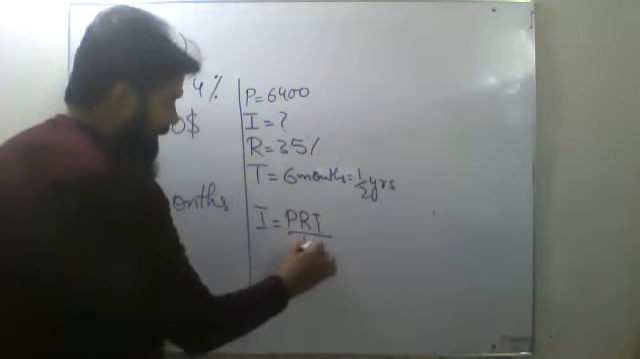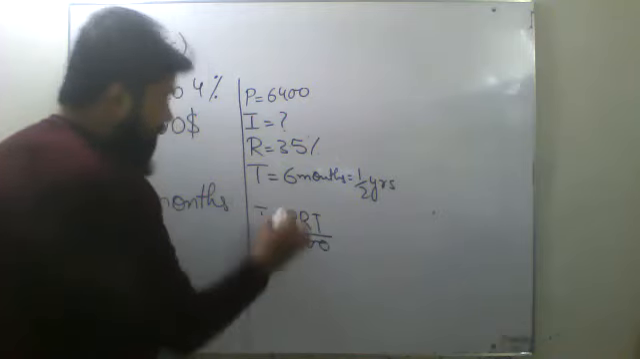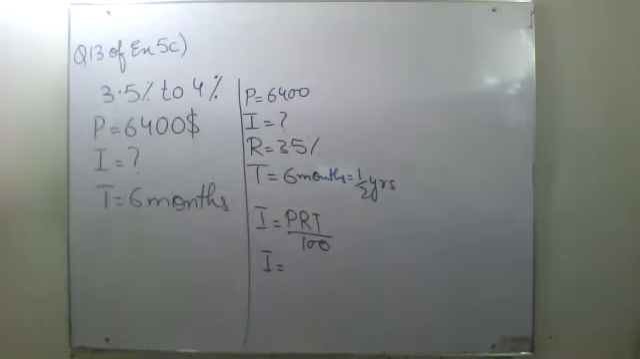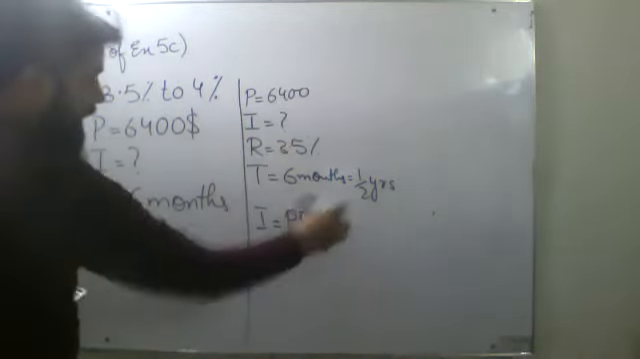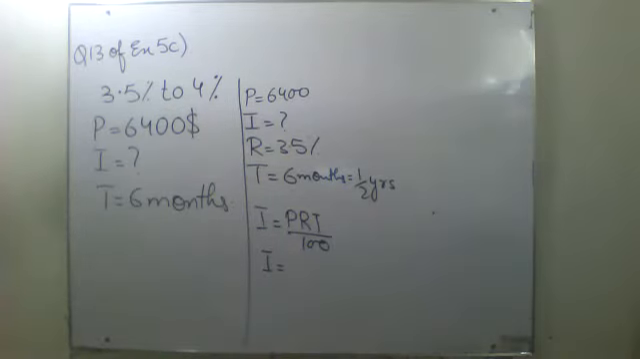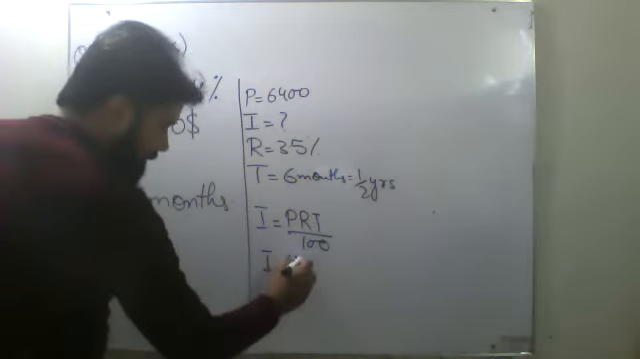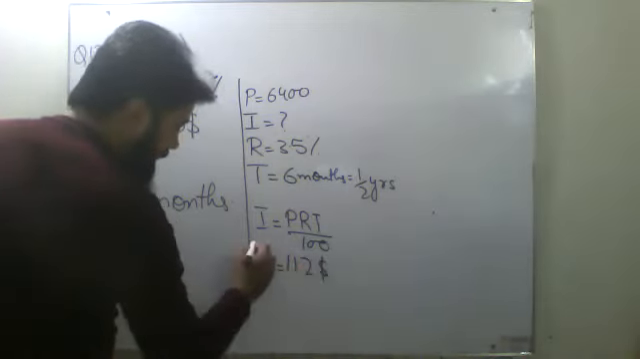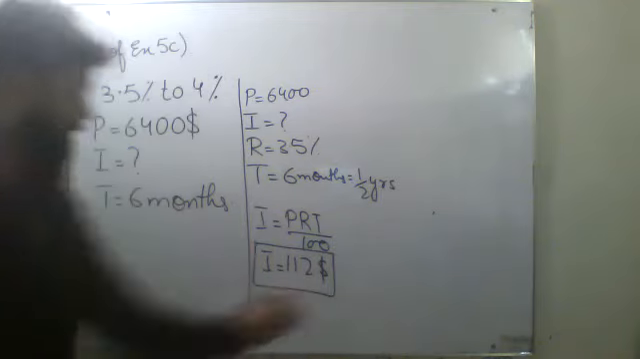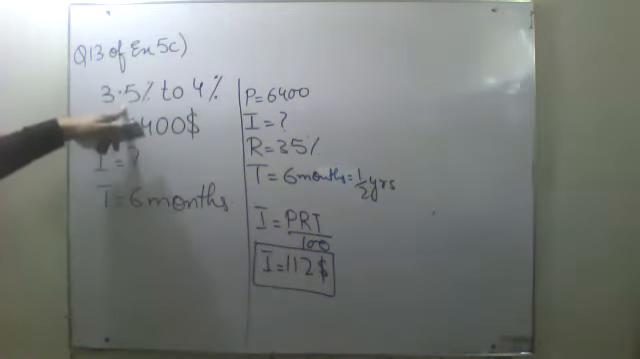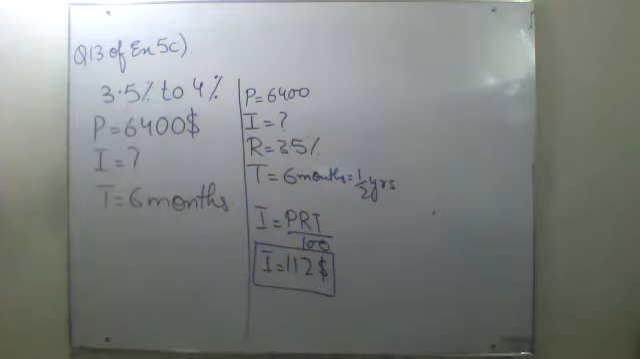PRT over 100. I equals to, P value is 6,400. Okay. P is 64. This is 3.5 and this is 0.5. When I simplify, the interest is coming 112. Okay. I have got the interest of this one. Now I am going to solve.